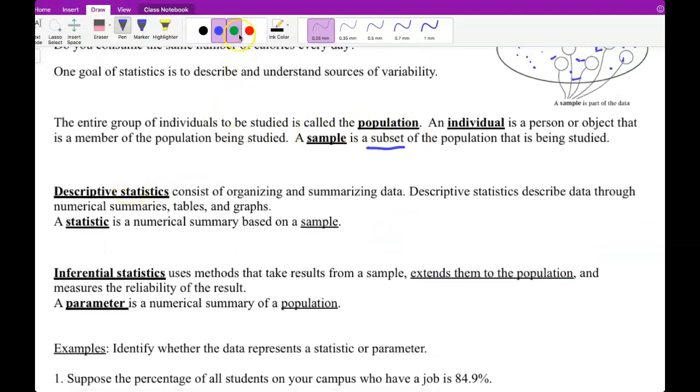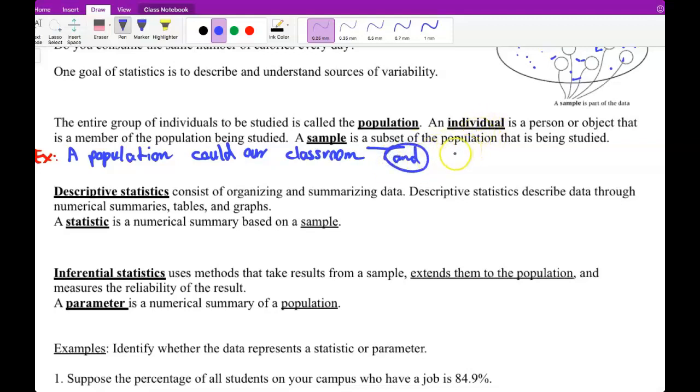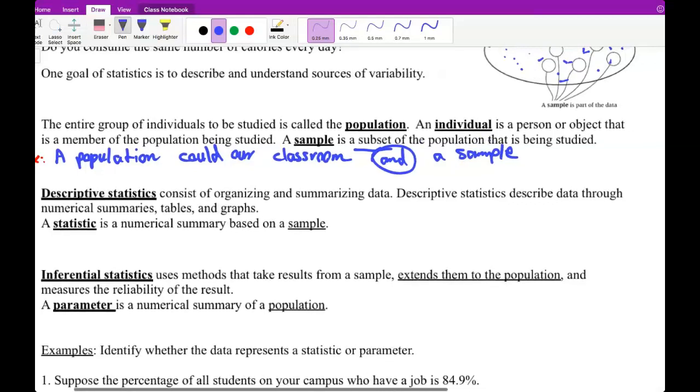Okay, let's have an example for this part. The population could be our classroom, and the sample could be all students in the front row.